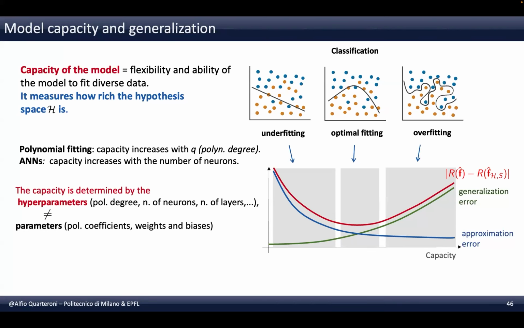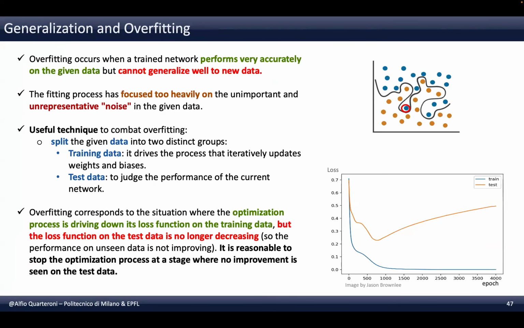So this is the capacity, which is a measure of the richness of the hypothesis space. As I was saying, if you have overfitting, the network performs very, very well on the given data, but cannot generalize to new data. The fitting process has focused too heavily on the unimportant and unrepresentative noise in the given data. This is where we get the overfitting.